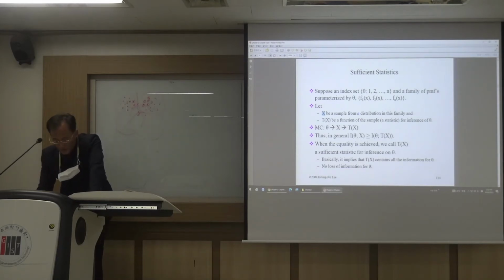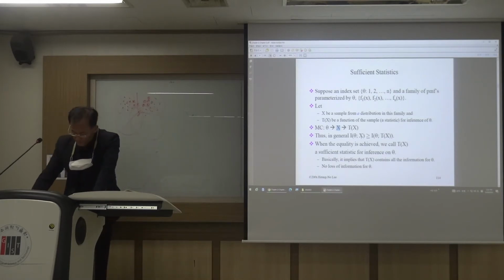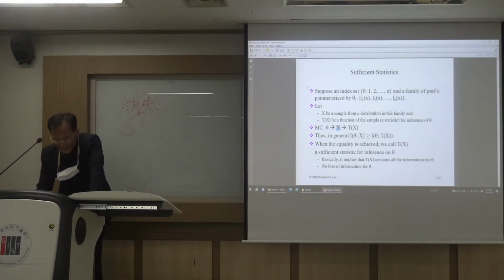So thus in this case, we have a Markov chain from data to X, from X to T(X), because the T(X) is a function of X, right? So it is a Markov chain. And in this case, then we have a data processing inequality. Mutual information between data and X should be greater than or equal to mutual information between data and T(X), right? Okay.